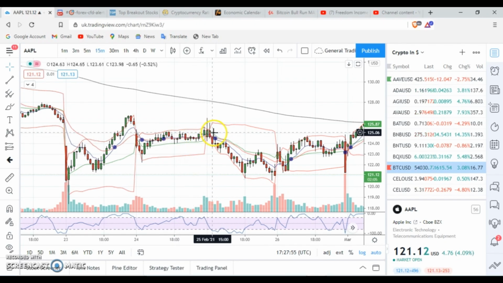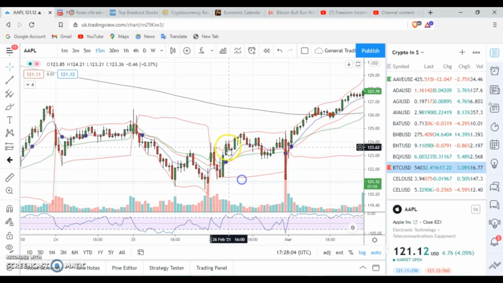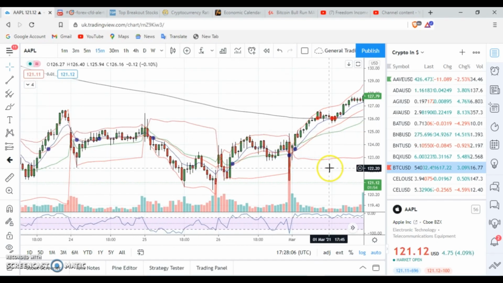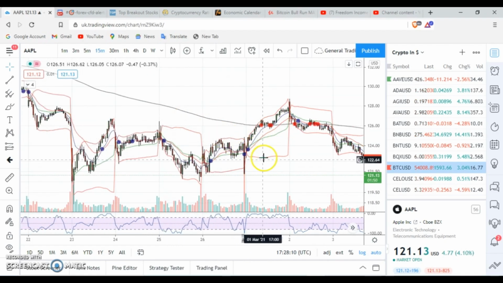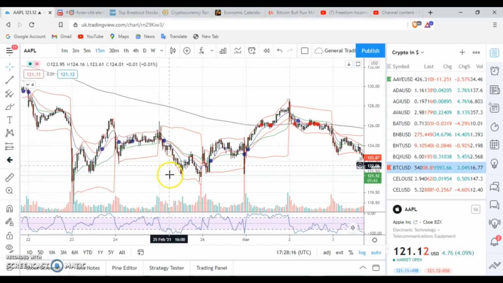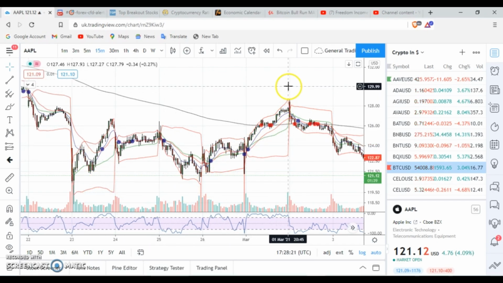So if you look at it, if it's touching the bottom VWAP, it's oversold. If it's touching the top VWAP, it's overbought. So it might help you with your timing. Play around with it. Basically, what can be done with this strategy is if it breaches the lower VWAP, you can long it. If it breaches the top VWAP, you can short it.